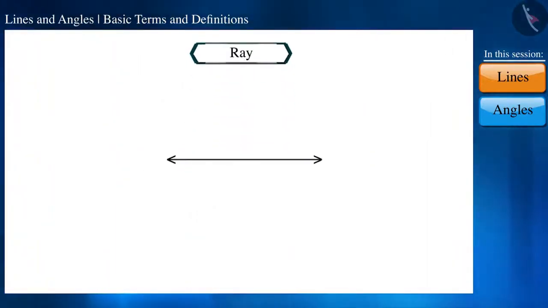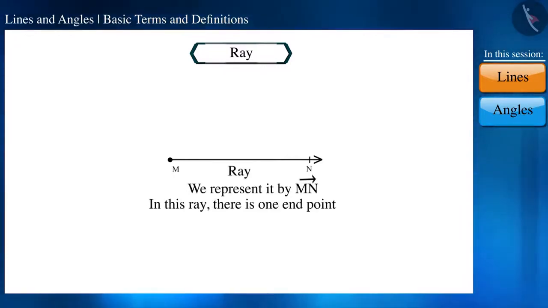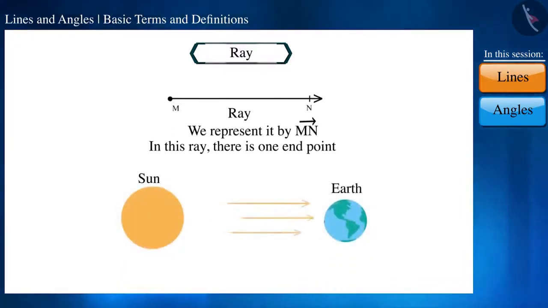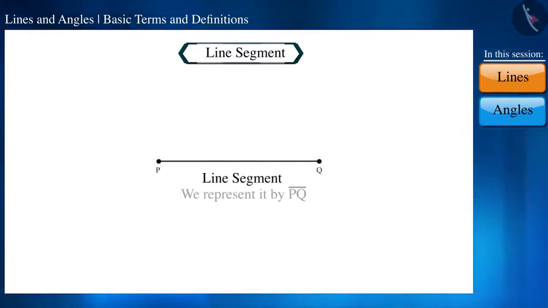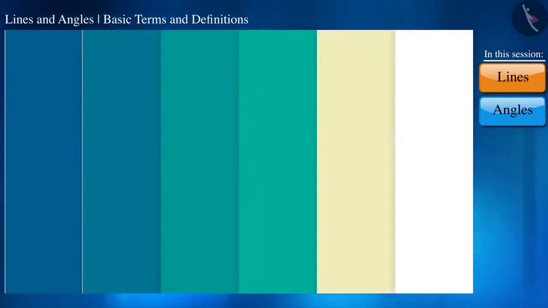Now friends, what will happen if we represent one end of a line by a point? Now, we will not call it a line but a ray. We call the light coming from the sun a ray because the source of origin of light is fixed. If we represent both the ends by points, then it will look somewhat like this. And now, this is a line segment.